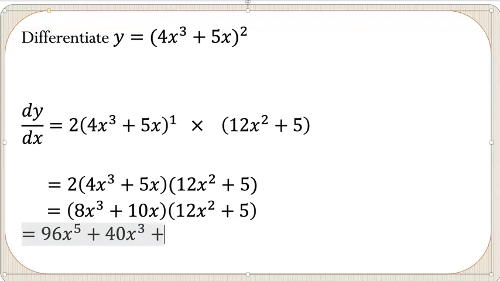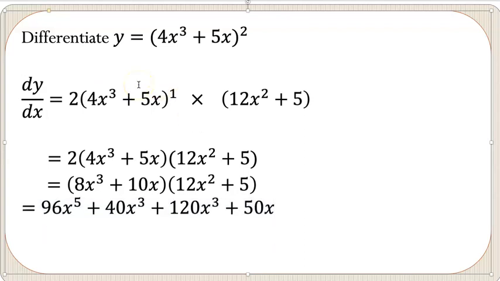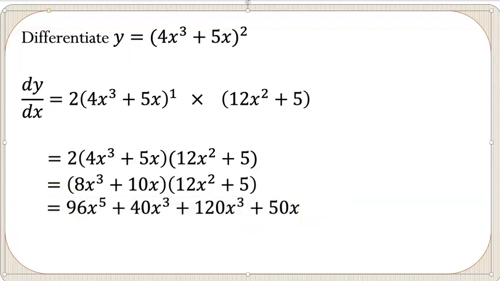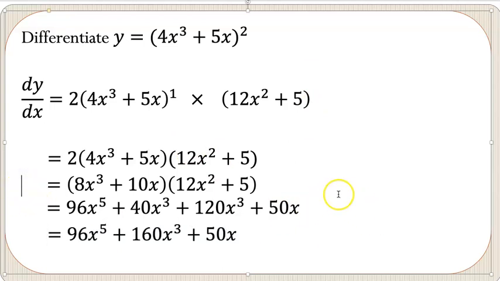Then we have plus 10x times each of the terms. So 10x times 12x squared, that's going to be 120x cubed. Plus 10x times 5 will be 50x. And here you notice the terms in the middle are both x cubed, so we can add them. We have 96x to the 5th power plus 40 and 120, that's 160x cubed, and all of that plus 50x. Right, so this chain rule example is a little bit longer than the other one, but just step by step.